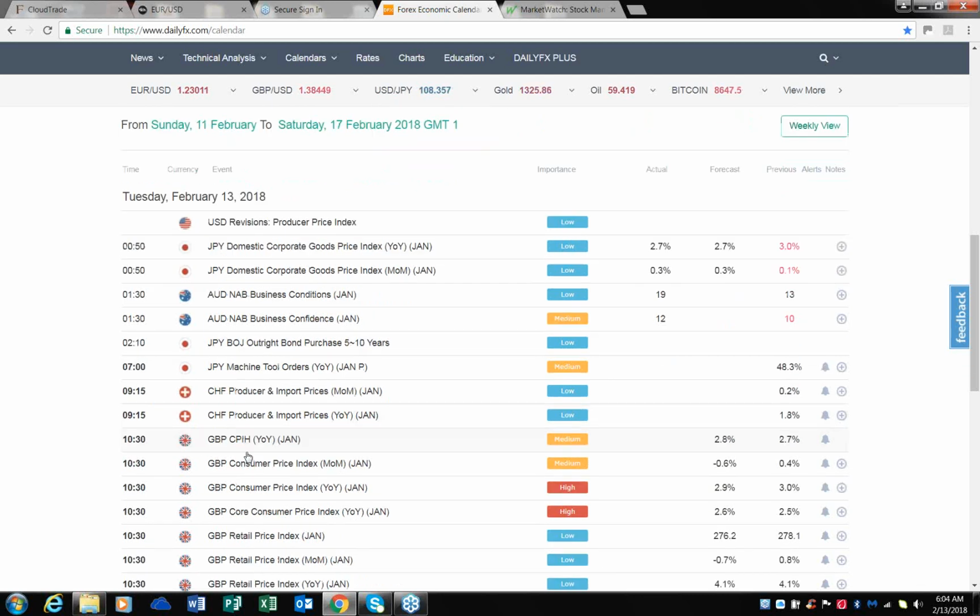So like I said, because of this report at 10:30, the UK Consumer Price Index, although we're trading the euro US dollar, and this is a report out of the UK, because it's the UK Consumer Price Index report, it could have an impact on the dollar and the euro indirectly. So it'd be a good idea to avoid trading prior till 10:30.